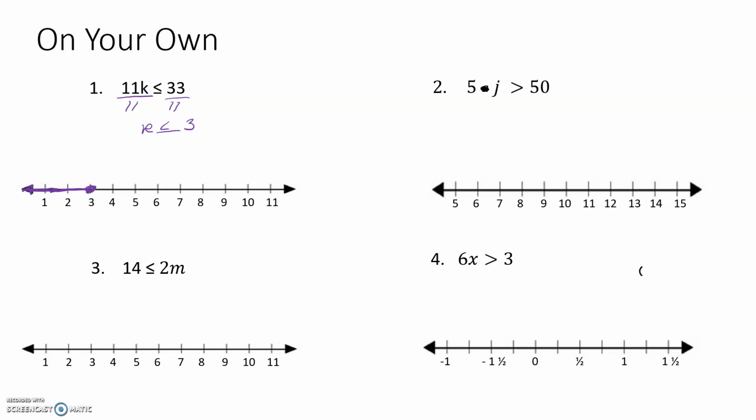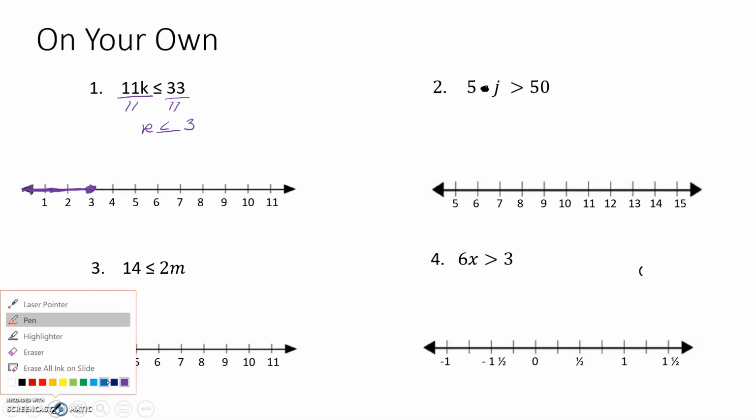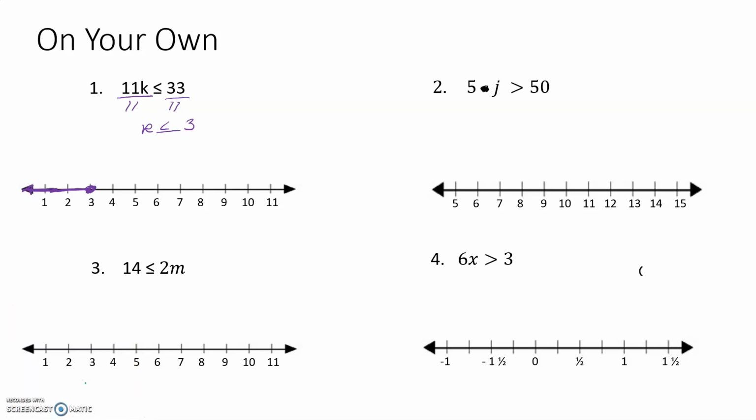All right, number 2. It's the same thing. 5 times j is the same thing as 5j, it's just a different way of writing multiplication. It's greater than 50. And so I divide both sides by 5, and I'm left with j. These cross each other out. j is greater than 10.